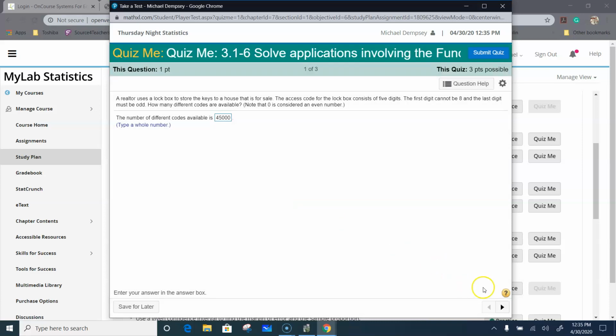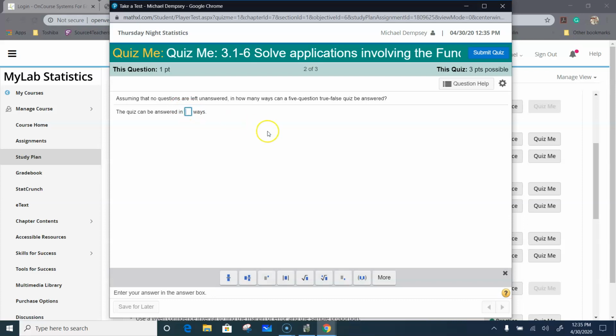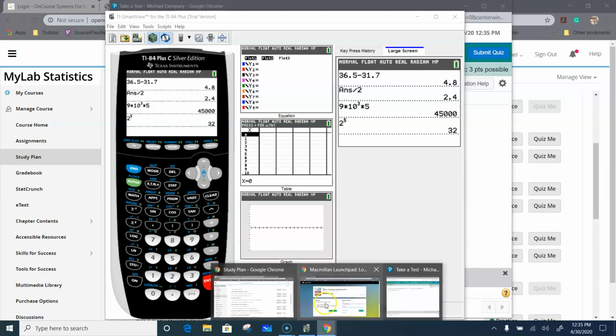Wait a second. Here we go. Assume that no questions are left unanswered. How many ways can a 5-question true-false quiz be answered? So, 5 questions. Each question has 2 possible answers. So that's just 2 to the 5th power. 2 times 2 times 2 times 2 times 2. 32.